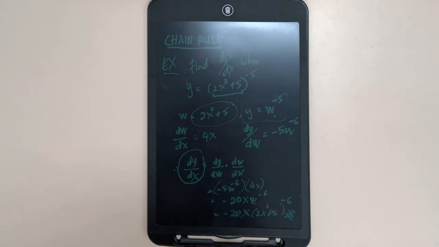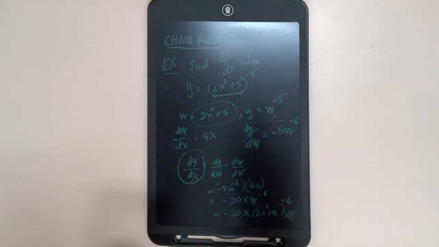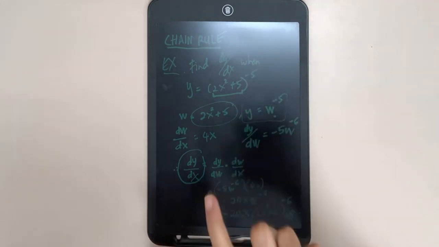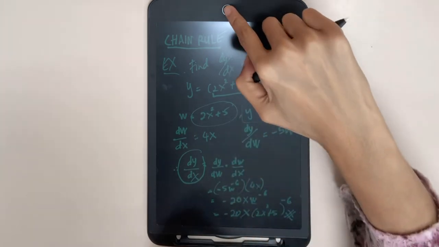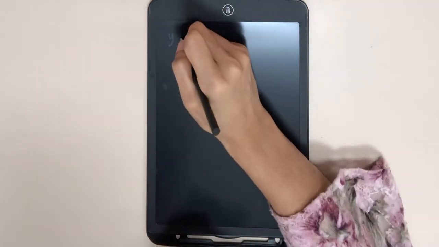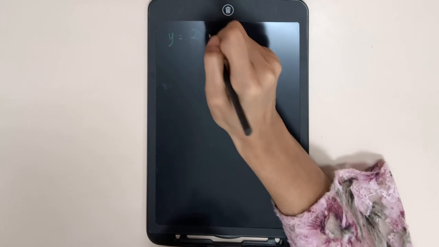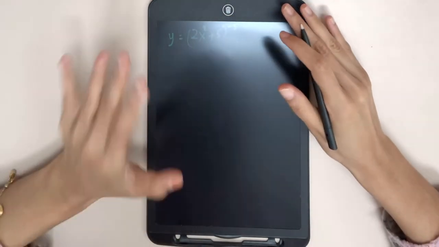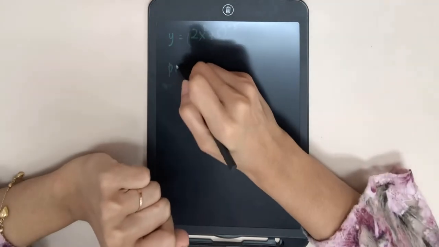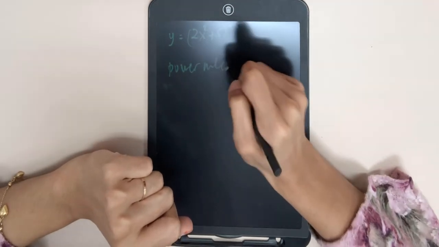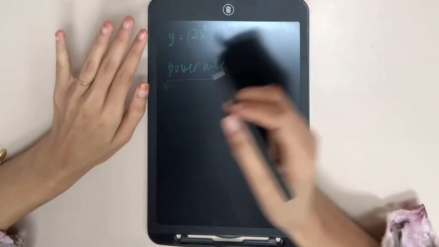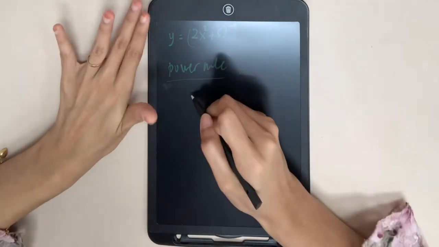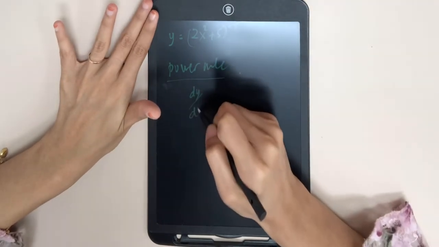The power rule is simpler compared to the chain rule. So I will use the same example, y equal to 2x squared plus 5, all to the power of negative 5, from just now. I will use the example, but now by using the power rule. The power rule is just simple. The question asks you to find dy/dx.